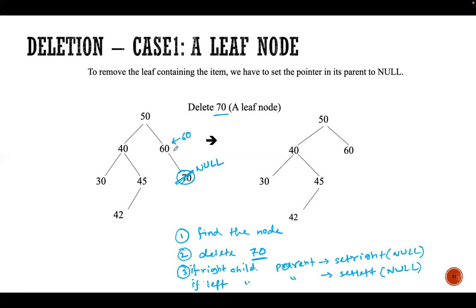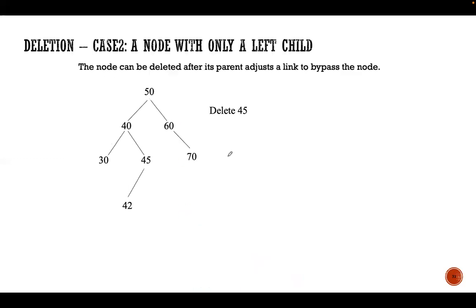So 60 has a parent, 70 has a parent 60. So now the right child of the 60 will point to a null pointer. All right. So let's see another example.